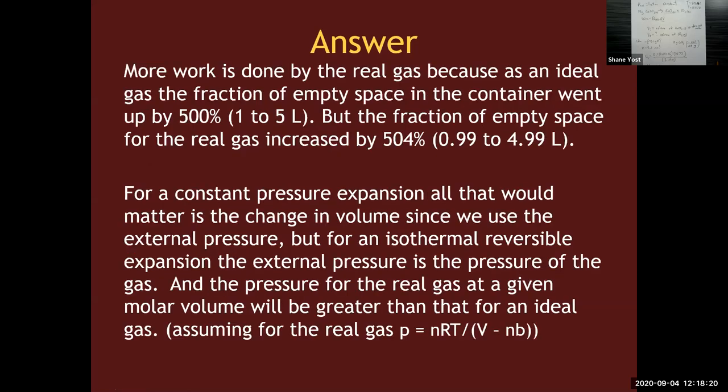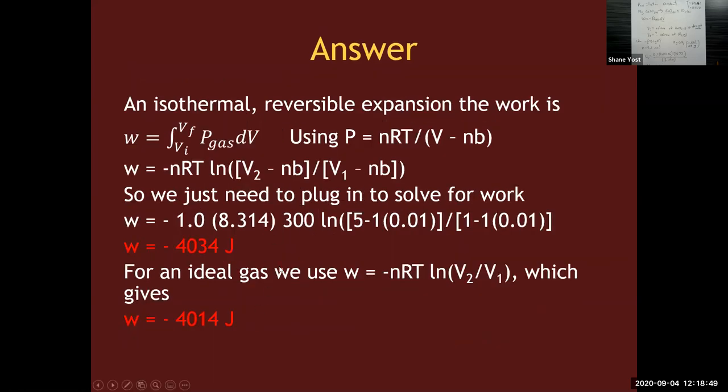Or you can think of it in terms of the fact that since it's reversible, the pressure that you're expanding against is different for the real versus the ideal gas, because the pressures of a real and ideal gas are different. For this real gas, the pressure is always greater than that of the ideal gas, because for your real gas I have this excluded volume term, which is always increasing my pressure. That means I'm expanding against a larger pressure for the real gas than for the ideal gas, and that's why I get more work. Either way of thinking about this leads you to the same conclusion as to why there's more work being done for the real gas versus the ideal.